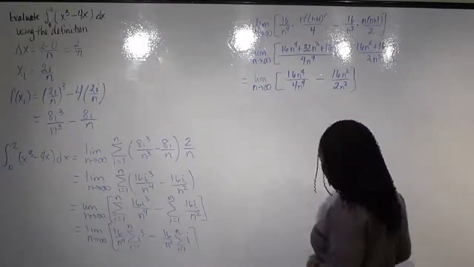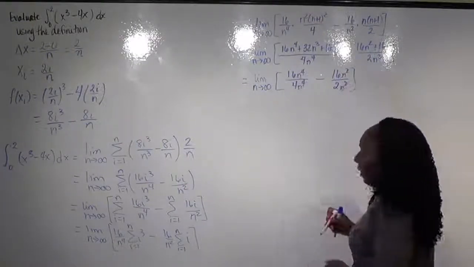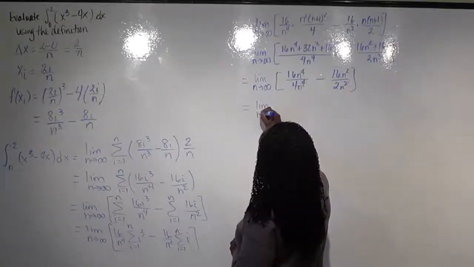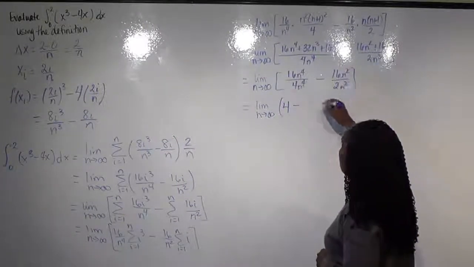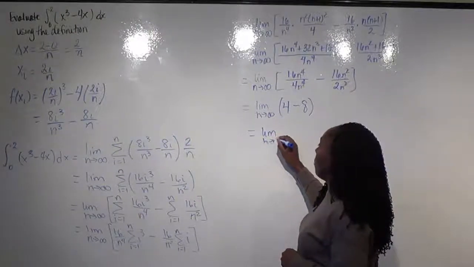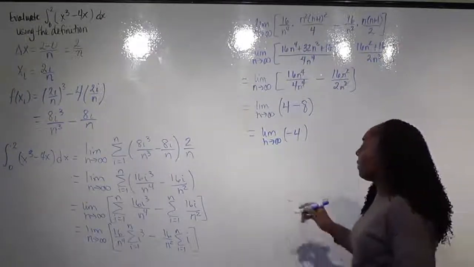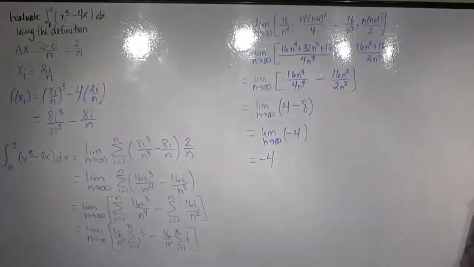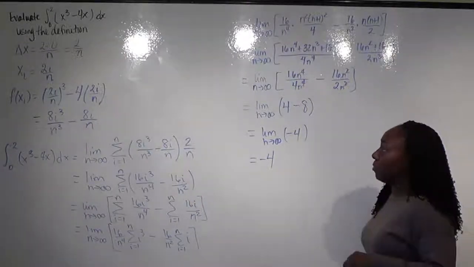And notice in these cases, I can cancel out the n's. So I'm looking at the limit as n goes to infinity of 16 over 4, which is 4, minus 16 over 2, which is 8. So the limit as n goes to infinity of negative 4. And if I look at that, well, there's no n's left, so that tells me my value is negative 4. So there's the value of my integral over that particular interval from 0 to 2.